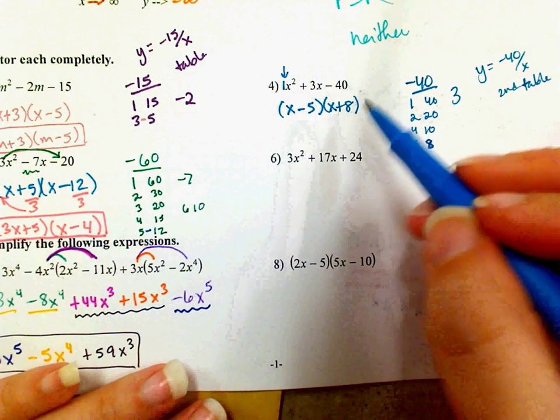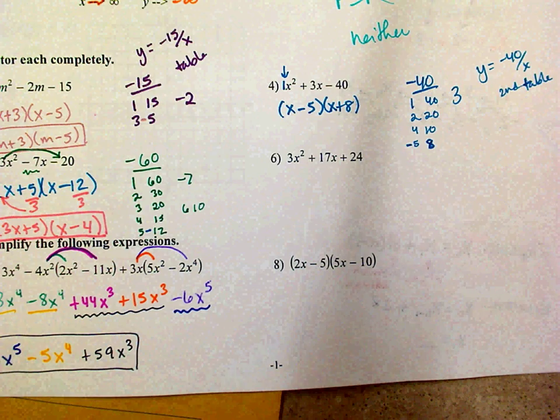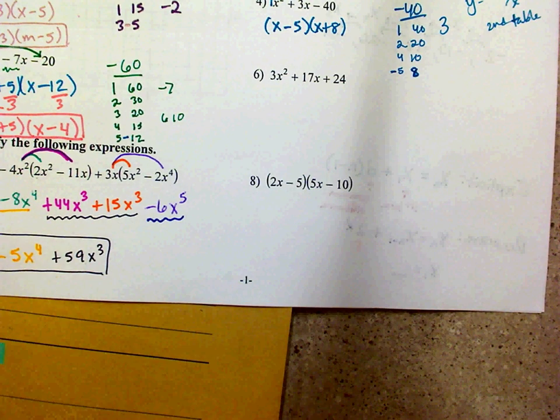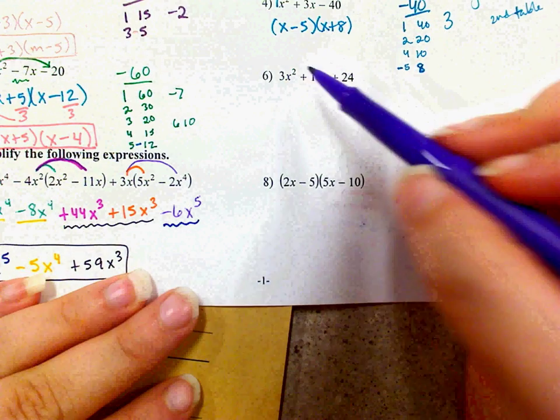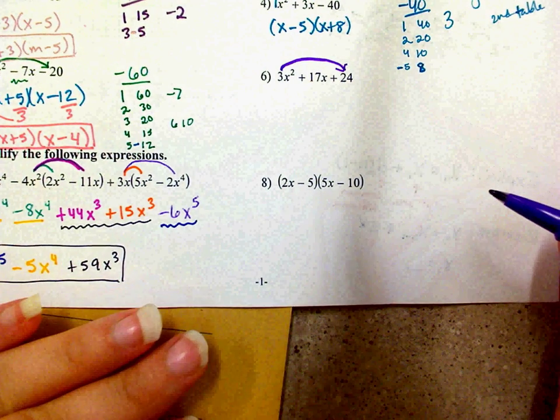Okay. All right, number 6. What's that number in front? Can I factor a 3 out? 17 is not divided by 3, right? Not evenly. So that means I have to do bottoms up. So I multiply 3 times 24, which gives me 72. So I'm looking for the factors of 72 that add up to what? 17.